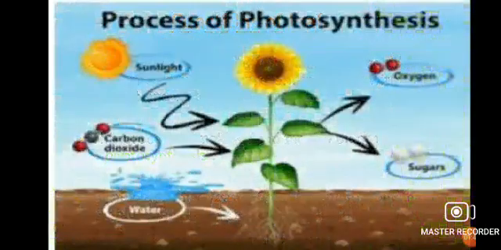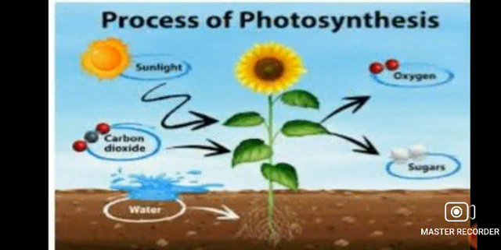Here in this picture, you all can see the image of the process of photosynthesis. The food prepared by the plant is in the form of starch, which is stored in different parts of the plants. Some non-green plants like mushroom, fungi, and yeast cannot prepare their food because of the absence of chlorophyll. They get their food from dead and decaying plants and animals.